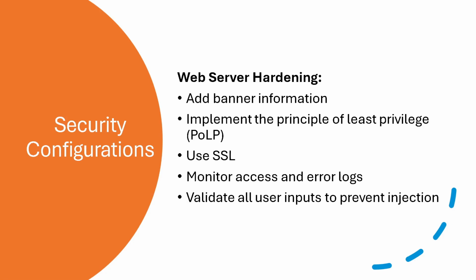Enable SSL or TLS to encrypt communication between the web server and clients. This protects sensitive data like login credentials and form submissions from eavesdropping and man in the middle attacks. Enable access logs to record details about requests made to your web server. This includes information like IP addresses, timestamps, and requested URLs. Regularly review access logs to identify suspicious activity, such as repeated login attempts or access from unauthorized locations.